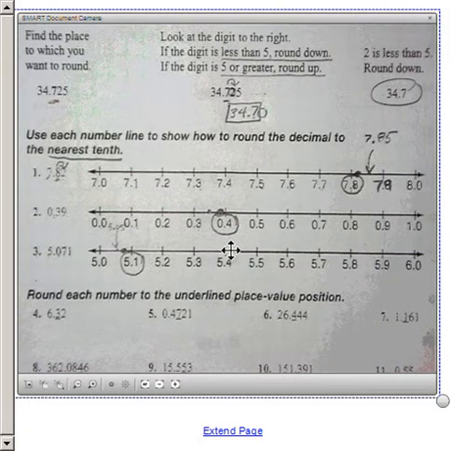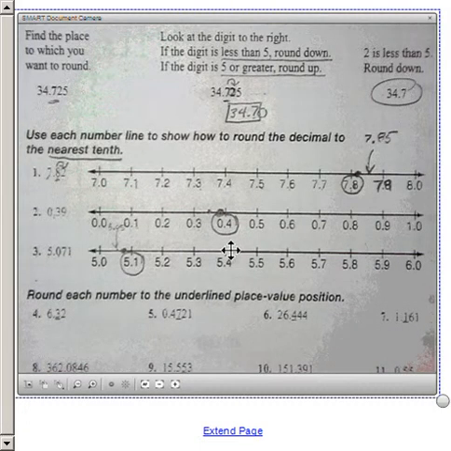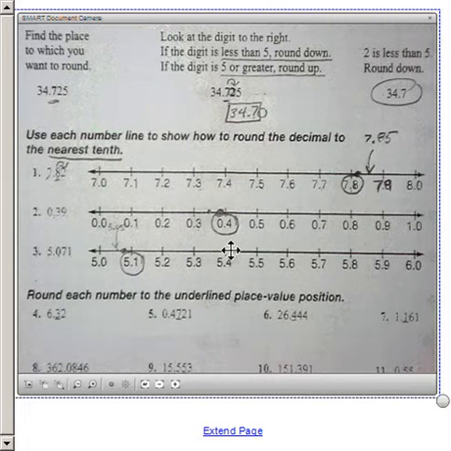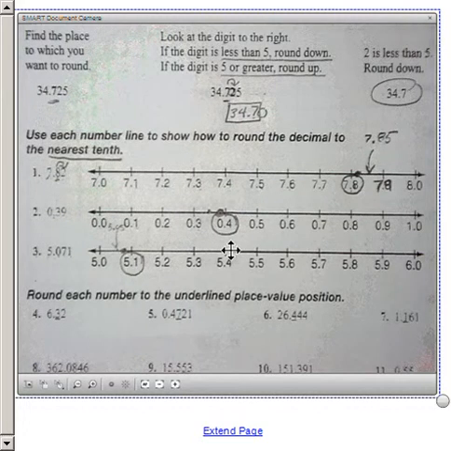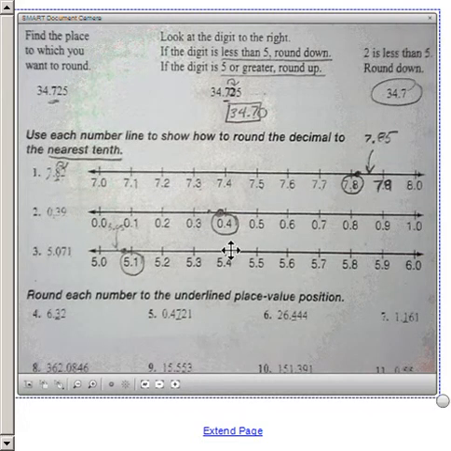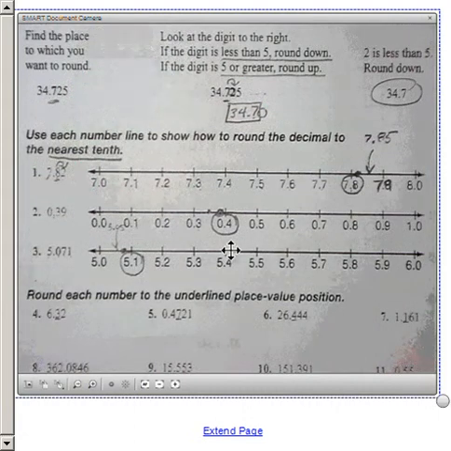Again, you're probably not going to be using the number line a lot. It's good to know how it works, in case you see it. But most of the time when I ask you to round, I'm going to ask you to do it the easy way, which is this way right here.